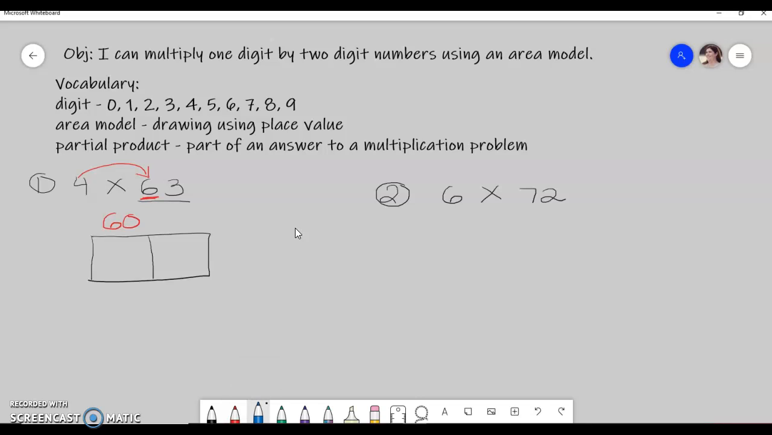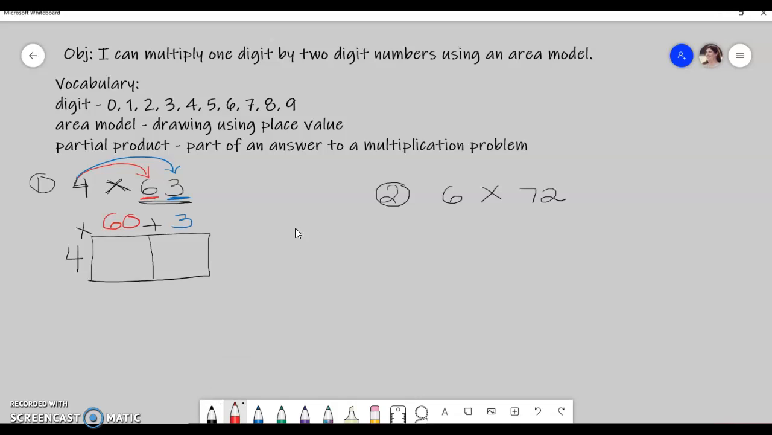Then we're going to multiply by the ones place. And how many ones do we have here? We have 3 ones. Now I will check and make sure that this number up here adds to 63. 60 plus 3 equals 63. So we're good there. Now what are we multiplying by? We're multiplying by 4. So 4 is going to go on the side. We put a little multiplication sign here because that's what our job is today, to multiply.